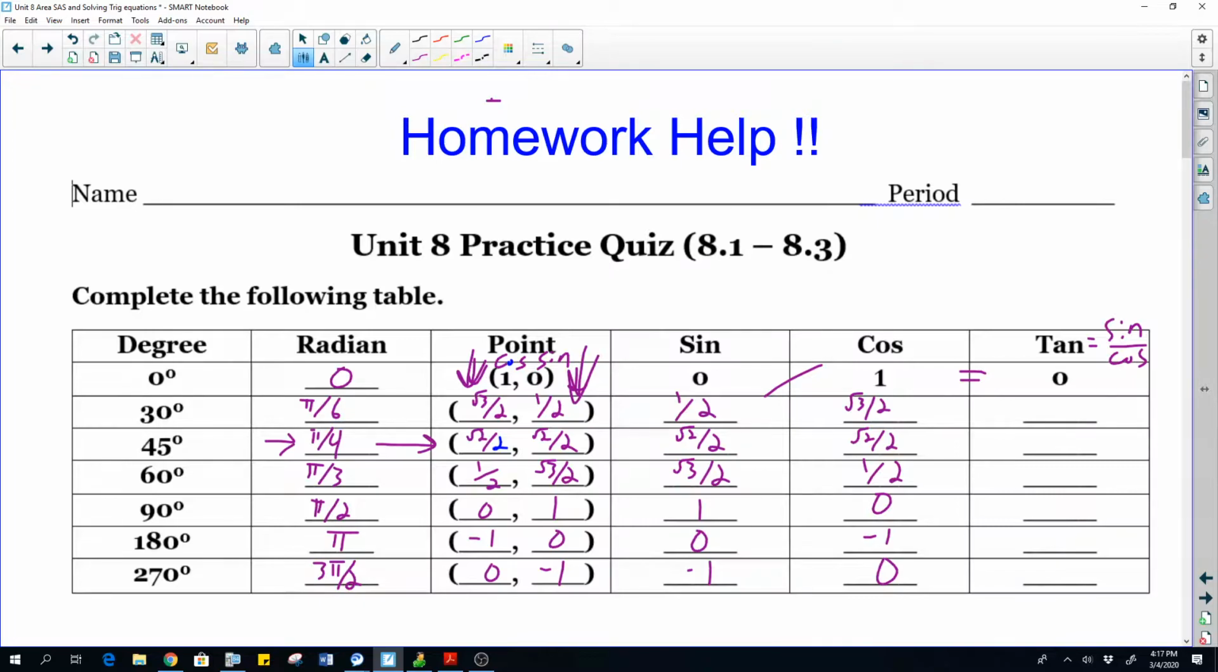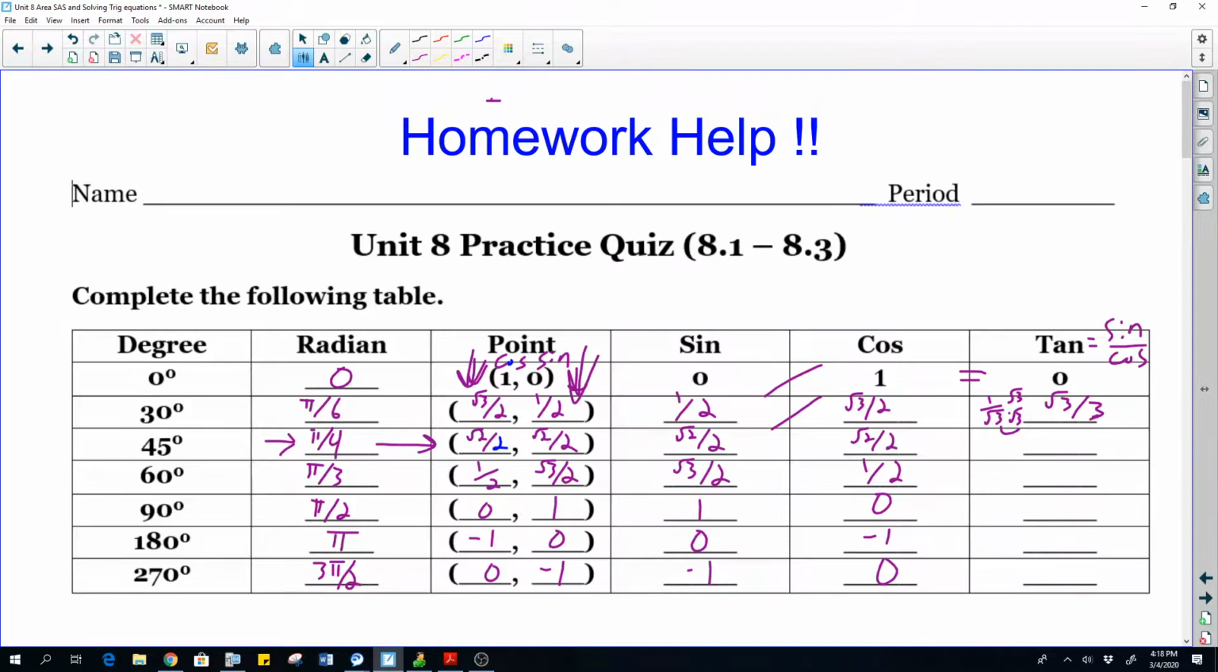And so sine over cosine. This one gets tricky on us. It's 1/2 divided by radical 3 over 2. The 2's go away. You're left with 1 over radical 3. Then you multiply by radical 3 over radical 3. This might be the harder one. Can't remember if that one's on the quiz. But 3 times 3 is 9. Square root of 9 is 3.